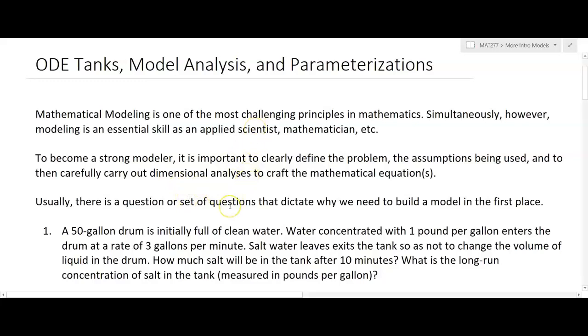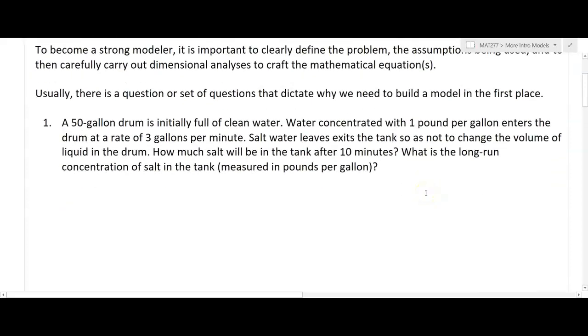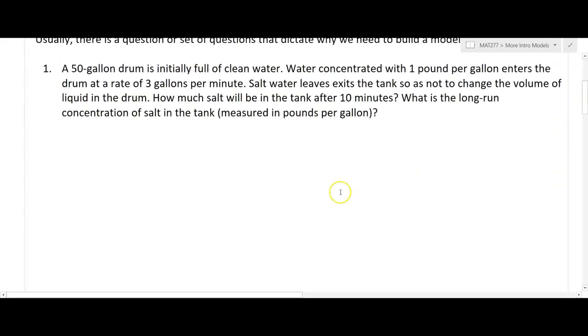So the easiest way to start is first of all to identify the question. So what are you asking? What is it that you want to determine in the first place? Once you know that, that allows you to then define the variables. And since we're in a differential equations class, we know that we're going to want to be working with differential equations models. So let's take a look at our first tank modeling problem.